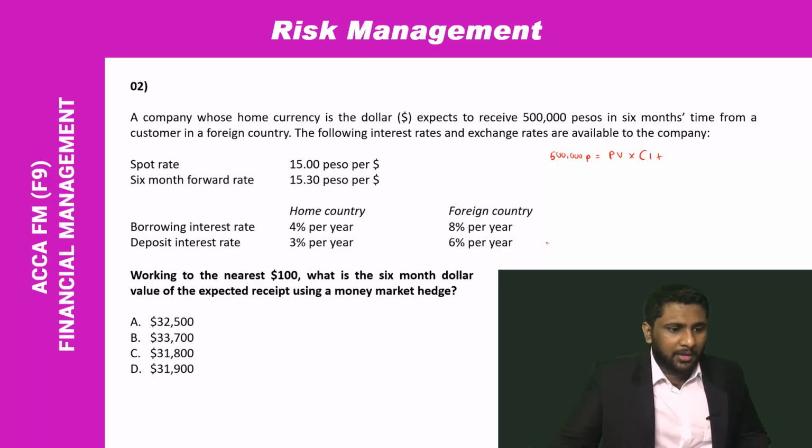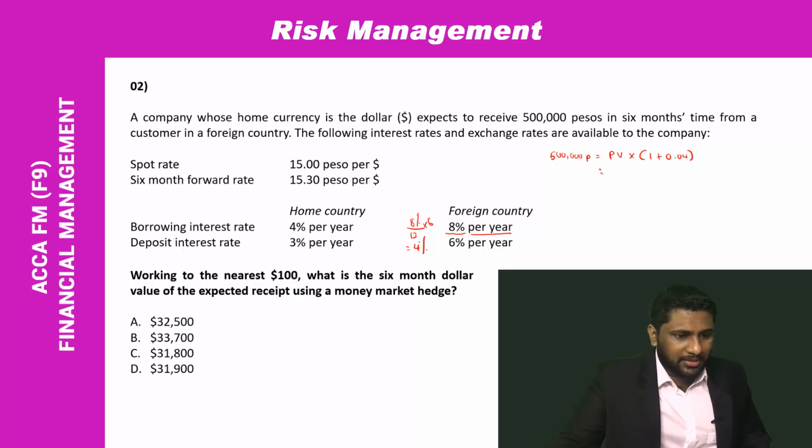1 plus my rate, which should be how much? I am going to take a foreign loan now. So in the foreign country, the borrowing rate is how much? 8%. This 8% is for a year, but I need it for 6 months. So 8% divided by 12, multiplied by 6. I need the 6 month rate. So how much am I getting? I am getting 4%. So 4% is the 6 month rate, 0.04.